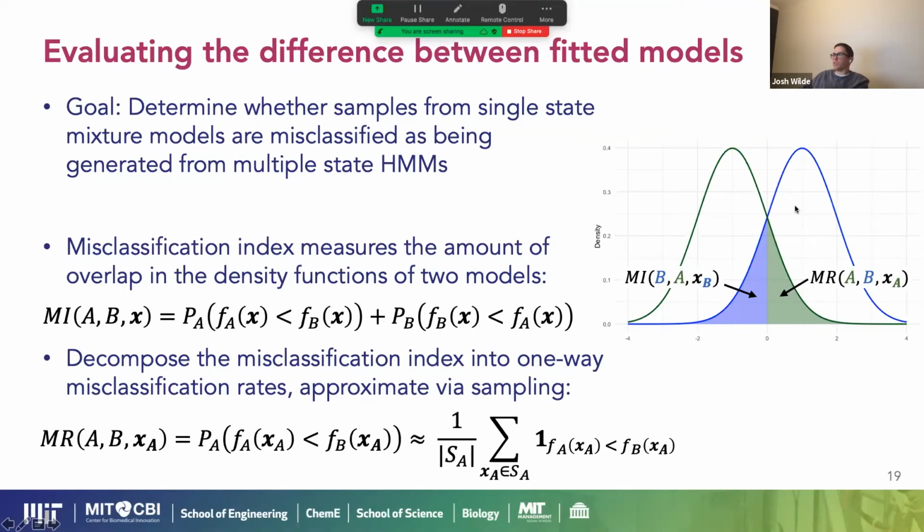And so what we can do is approximate this probability by sampling. We just sample a bunch of times from each one of our models and evaluate the likelihood of these samples under a comparison model.